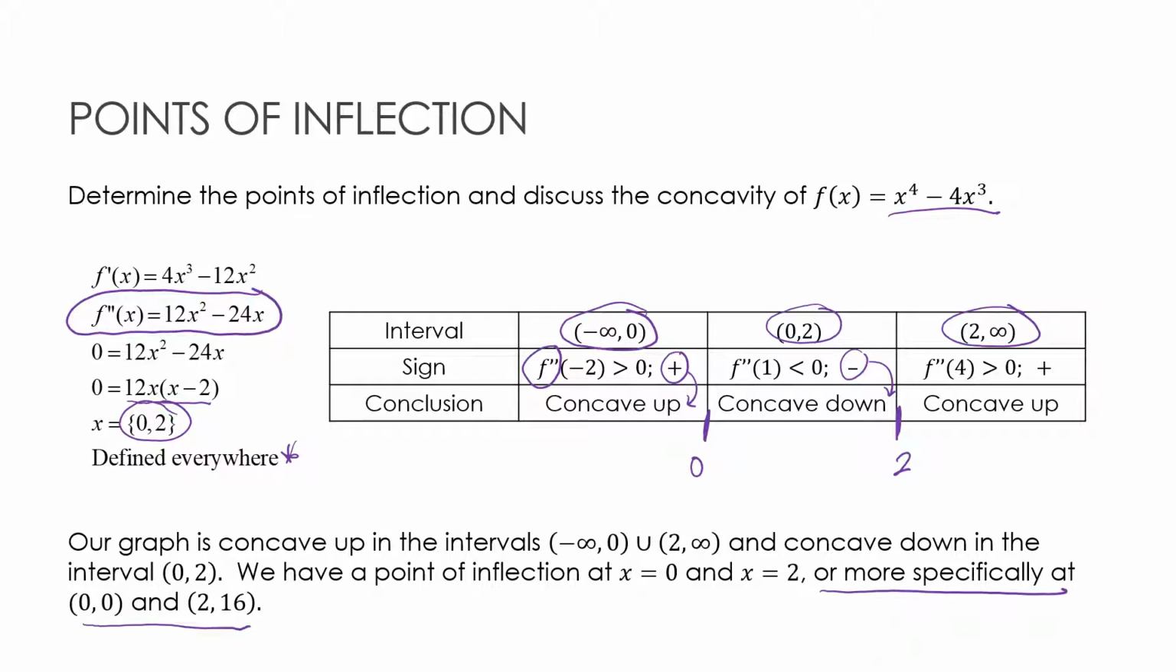Now where did those more specifically come from? I would have had to take 0 and plug it back in up here, and 2 and plug it back in up here, and that's where I found 0, 0, and 2, 16. Typically, I would end right here. I wouldn't find the points of inflection unless I'm actually curve sketching, which is coming in our next section.